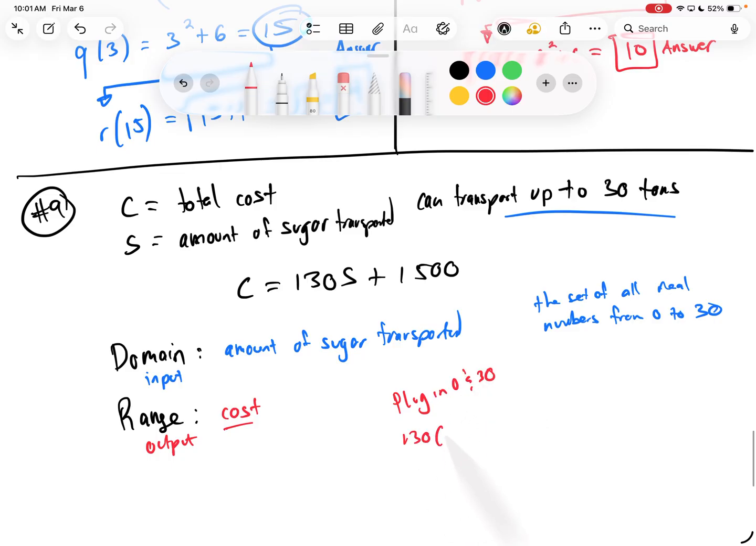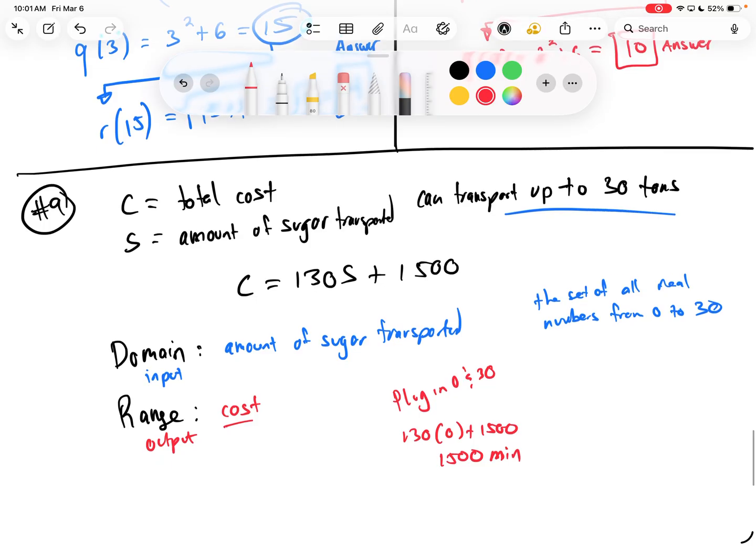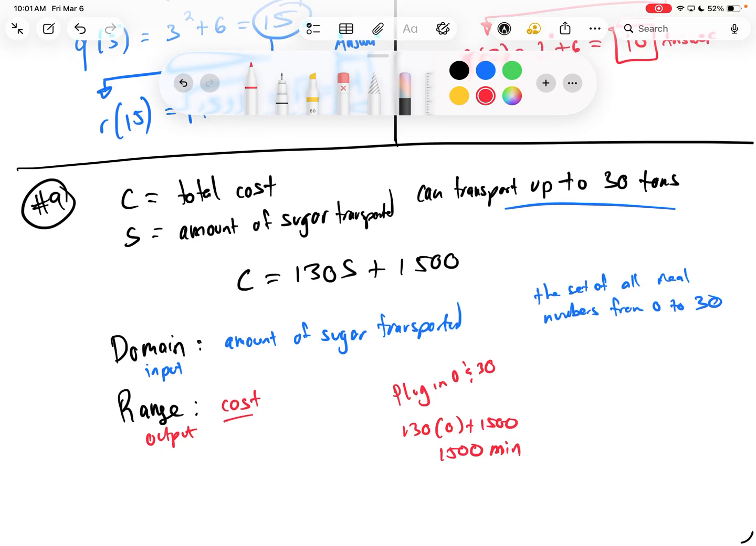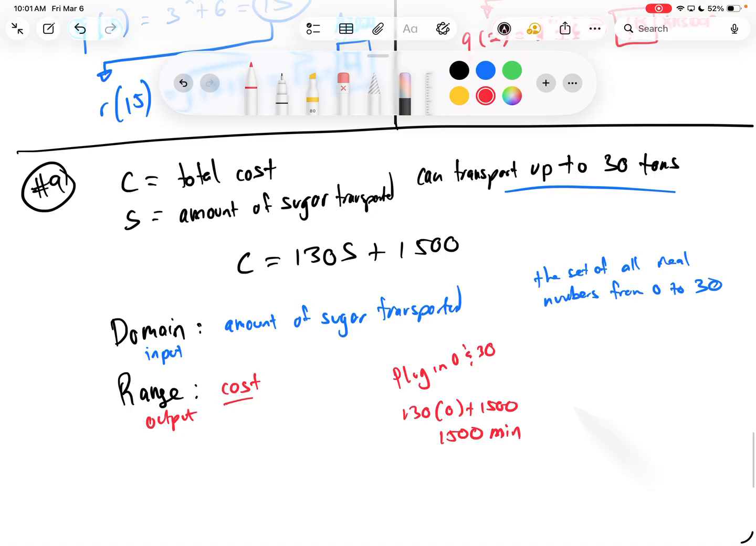So 130 times 0 plus 1,500 would just be 1,500. So that's my minimum amount. If I do 0 tons of sugar, it's still going to cost me $1,500. Maybe I paid for the drivers or something like that. And then I do 130 times 30 plus 1,500. I'm guessing that is 5,400. I can double check real quick. 130. Somebody do it.